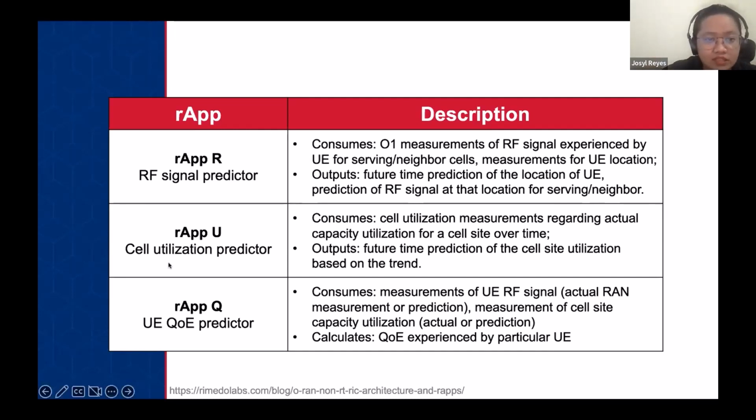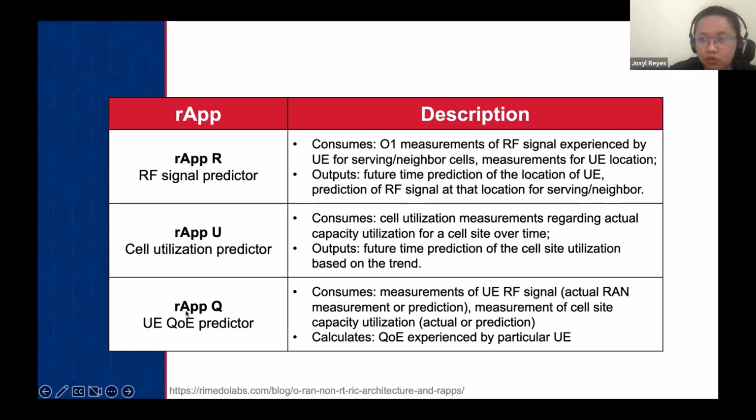Our rApp U, or cell utilization predictor, consumes cell utilization measurements regarding actual capacity utilization for a cell site over time. This is the trend of cell site utilization. Which cell sites would have a large amount of traffic or a large amount of utilization, and you can use that as a case to determine where to deploy more cell sites.